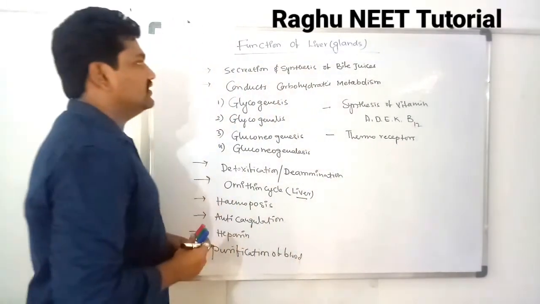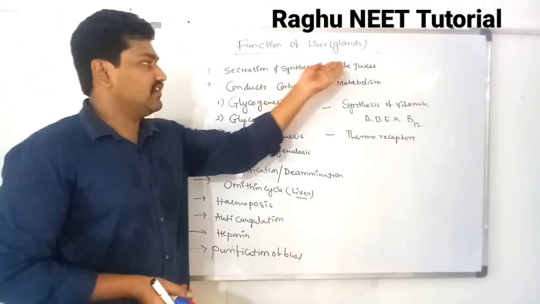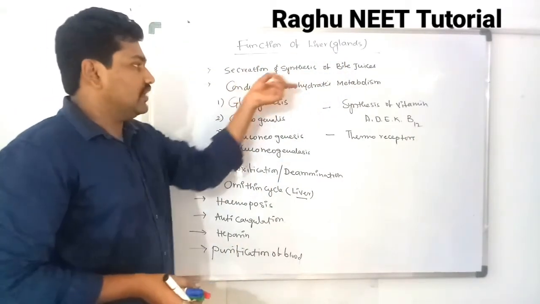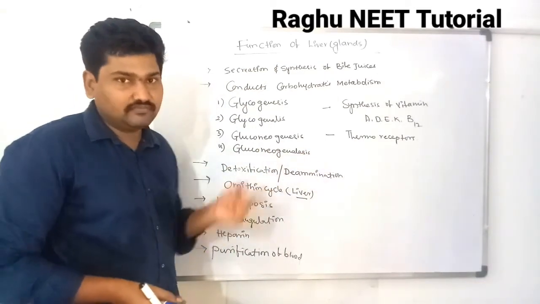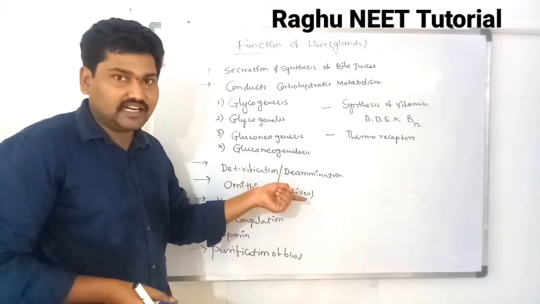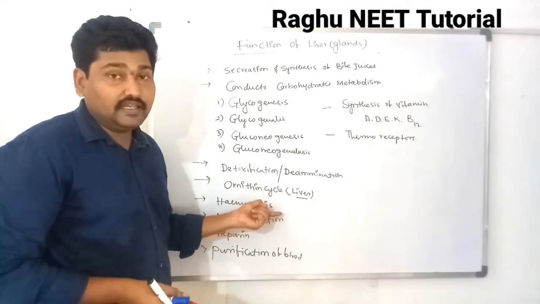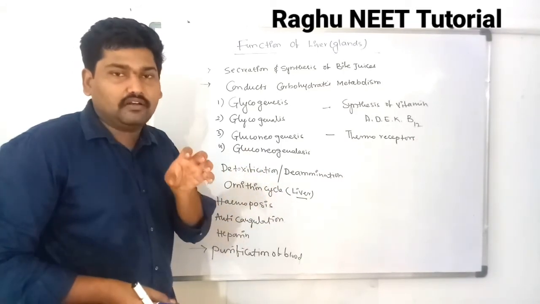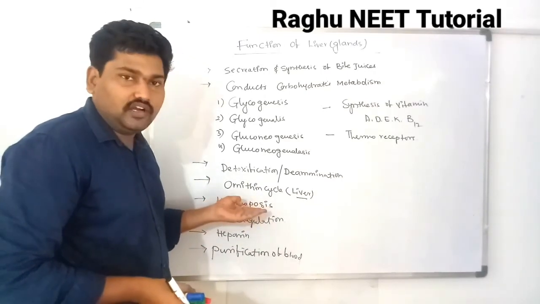So these are the functions of the liver. First one, secretion and synthesis of bile juices, nothing but bile salts and bile pigments. Next one, carbohydrate metabolism. Next one, detoxification and deamination, where the ornithine cycle occurs in the liver region. Hemopoiesis, formation of hemoglobin in children, in infant babies where the bone marrow is not developed. So this acts as formation of blood.